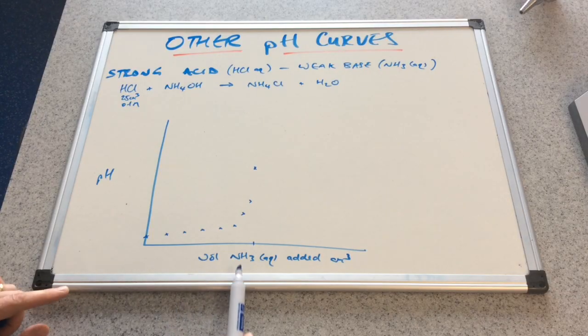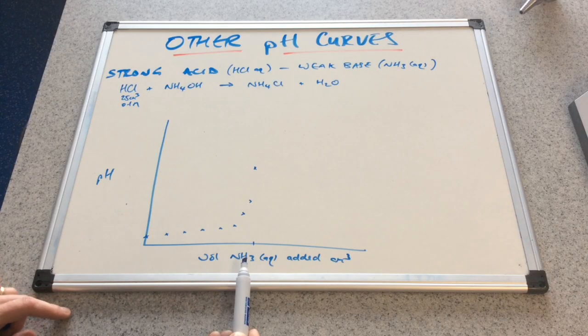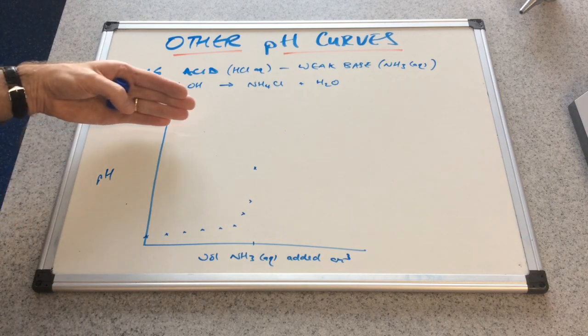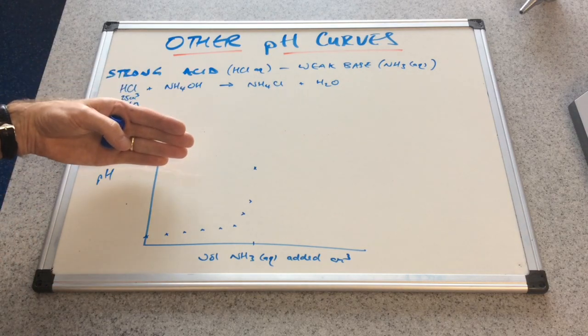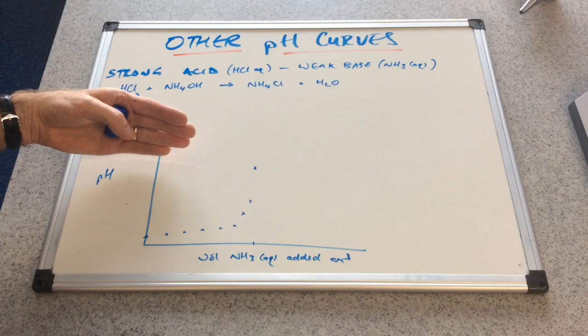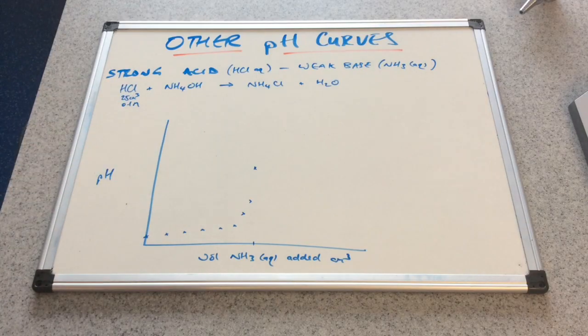But because this is a weak base, our final pH won't be anywhere near as high as it was with the strong alkali, the sodium hydroxide. So instead of finishing up at around pH 12, this curve is going to finish up still above 7, but much lower down than 12. So we'd end up with something that looks a bit like that.